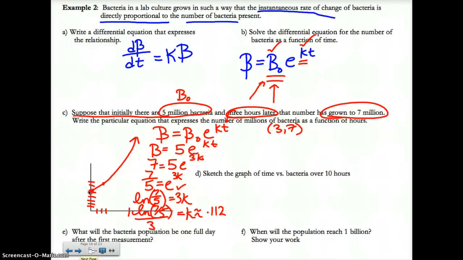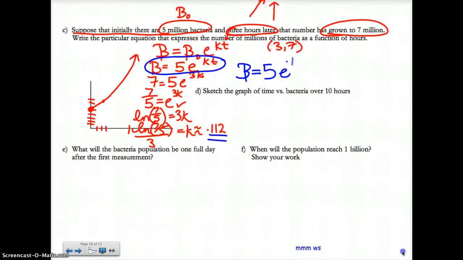Okay? Now, I want to finish up my model over here, so I'm going to go back to my original right here. My bacteria model is going to be, my bacteria after time t is the 5 million I started with, e to the K times time. So if I want to predict what's going to happen after 10 hours, I just put it in for the time. So let's go down here and see what it's asking me.